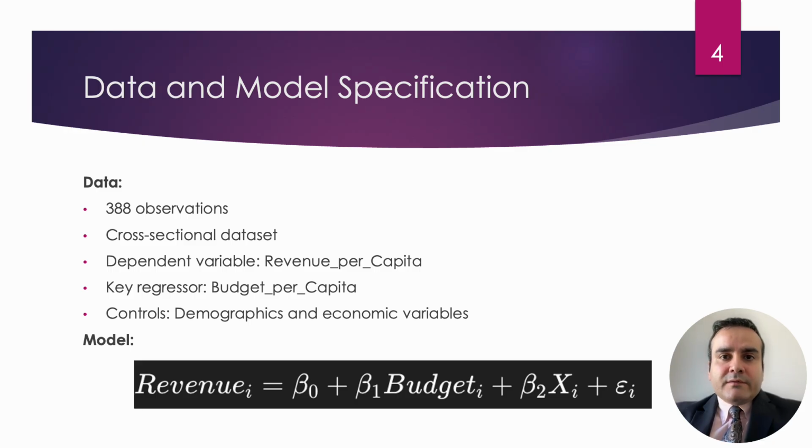To isolate the effect of budget, I included control variables capturing demographic and economic characteristics such as population, income, education, age, unemployment, rainfall, and advertising price index. The estimated model is a linear regression where revenue is expressed as a function of budget and these control variables, plus an error term representing unobserved factors.